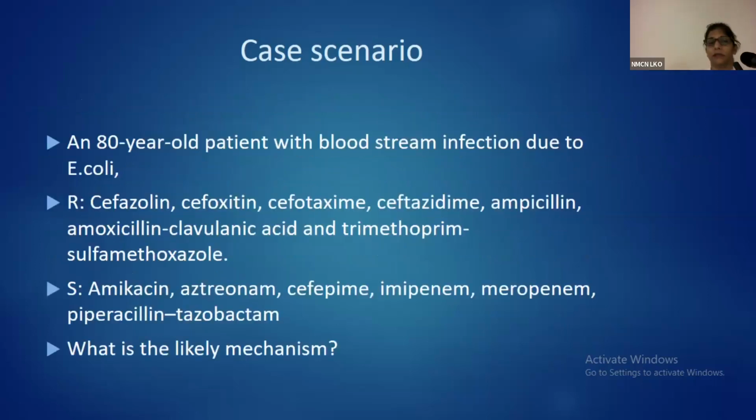Okay. Next, an 80-year-old patient with bloodstream infection due to Escherichia coli. The isolate was resistant to cefazolin, cefoxitin, cefotaxime, ceftazidime. Third generation cephalosporins are gone. And then ampicillin, amoxicillin-clavulanic acid, and cotrimoxazole. While it was sensitive to aztreonam, that means monobactam activity is still there. Then cefepime, imipenem, meropenem, carbapenems are working, and piperacillin tazobactam. What is the likely mechanism?